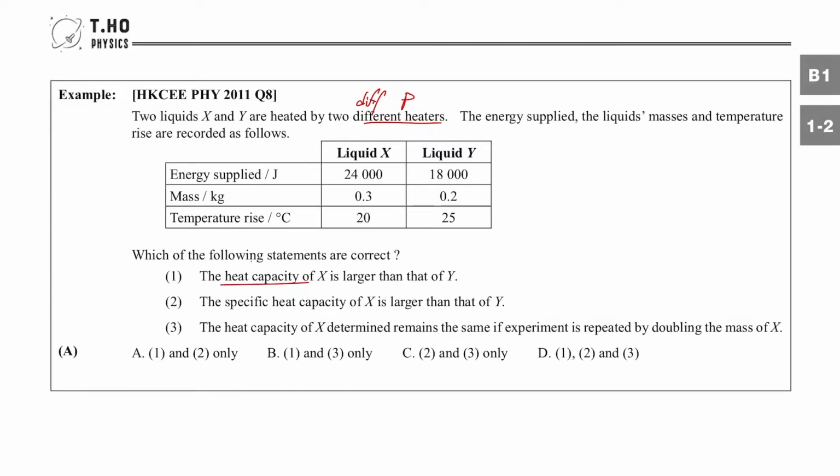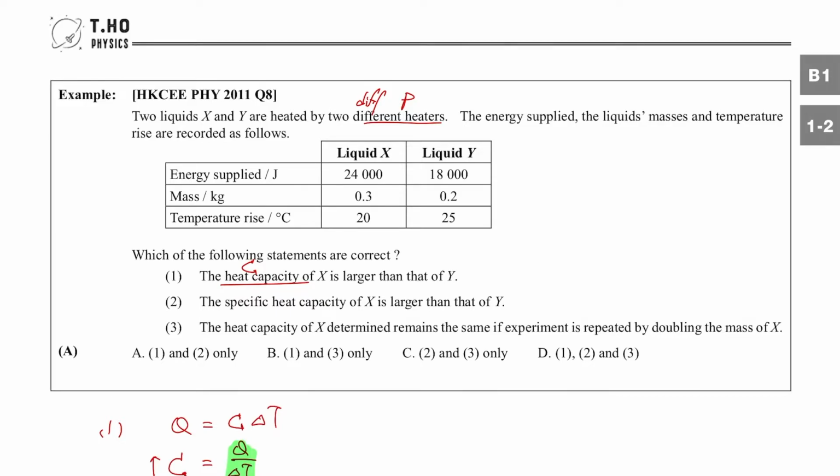Statement 1: the heat capacity, big C, of X is larger than that of Y. When we consider the heat capacity, we will start with this equation, Q equals C delta T. Now we are talking about heat capacity, so let's make the heat capacity the subject. It will be equal to Q over delta T. So we are going to calculate this quotient to see which liquid has a larger heat capacity.